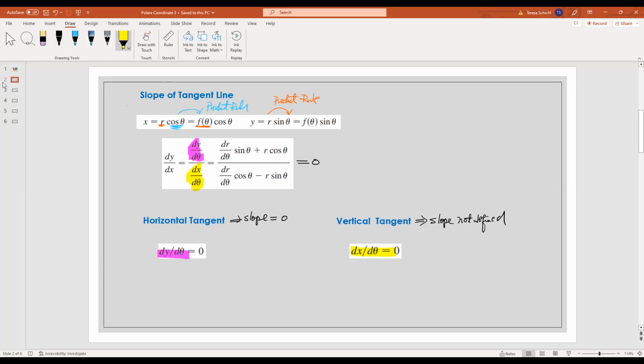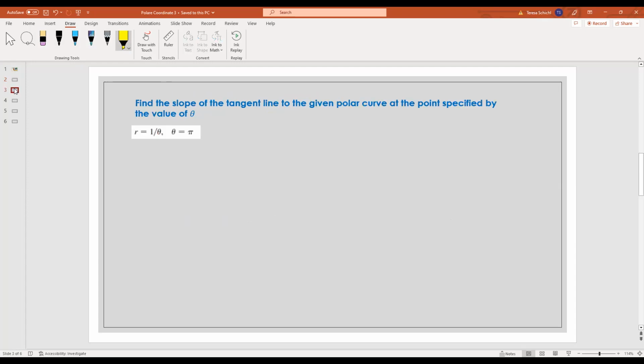All right, let's take a look at some examples here. So here r equals 1 over theta. I want to find the slope when theta equals pi. Remember, we try to do dy/dx, right? So x equals r cosine theta and y equals r sine theta. So what is r? r here is 1 over theta.